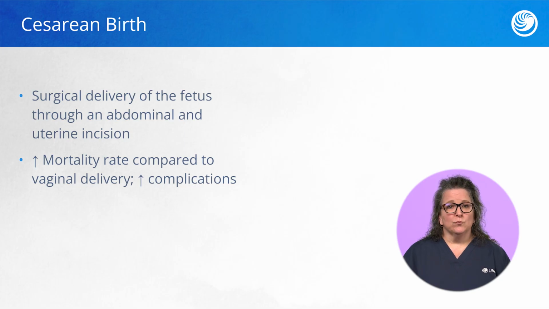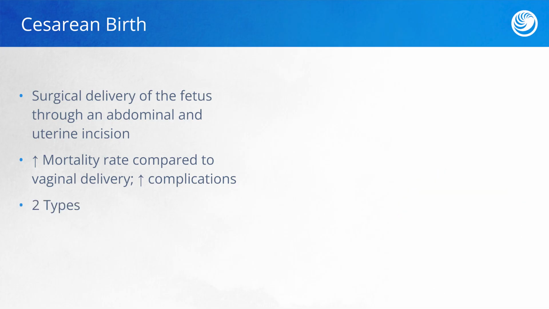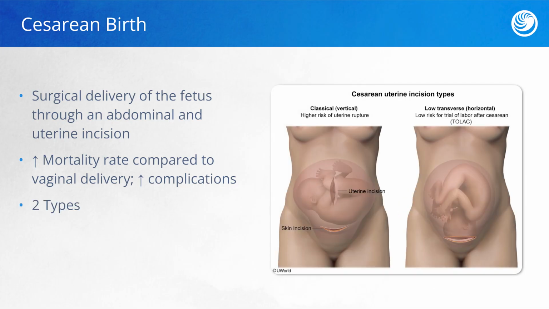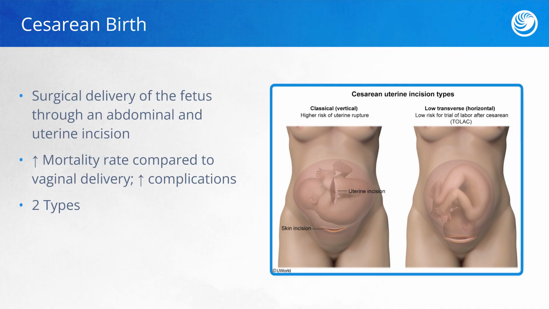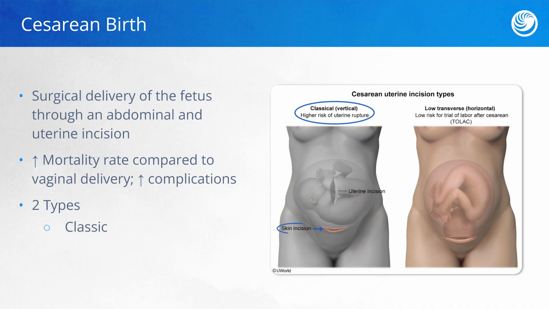This client is at risk for infection, blood loss, will have a longer hospital stay, and future pregnancies may be affected. There are two types of cesarean birth, as seen in the image. Classic, which has a low horizontal midline skin incision and a vertical incision into the uterus. The vertical incision through the uterus is not normally used anymore due to the increased risks associated with it.